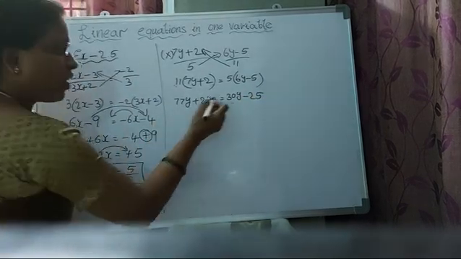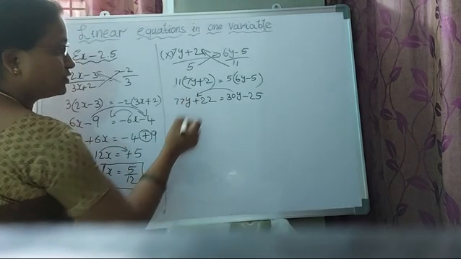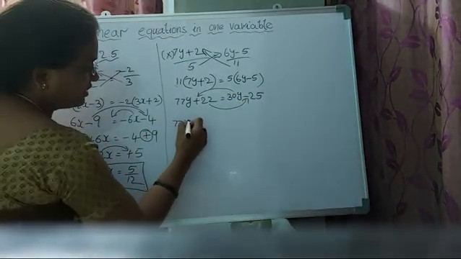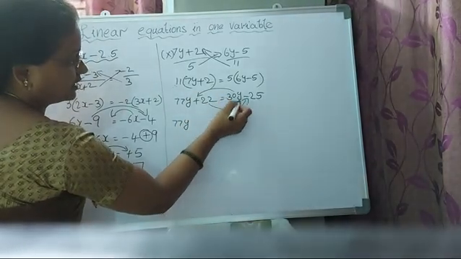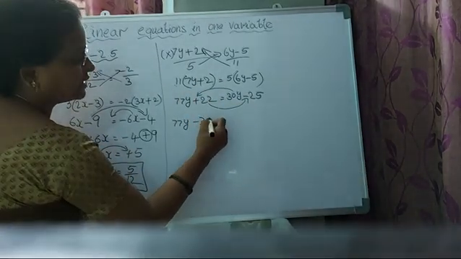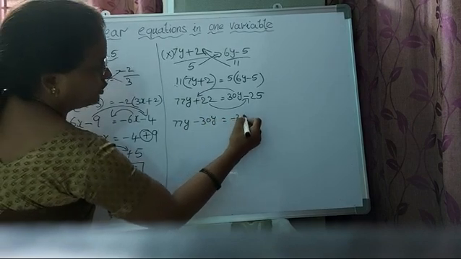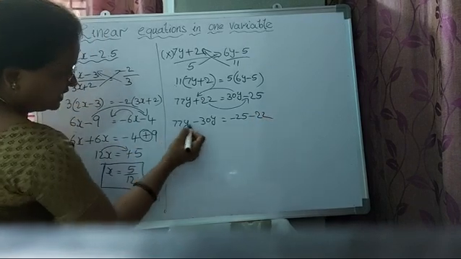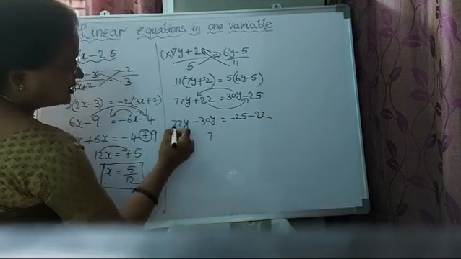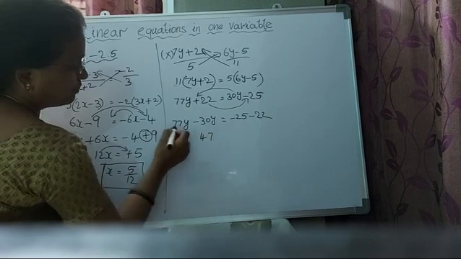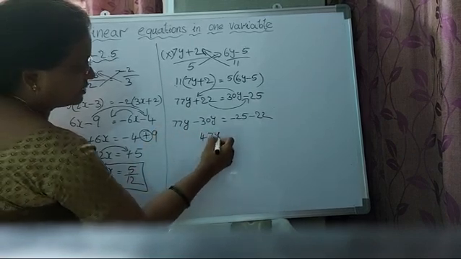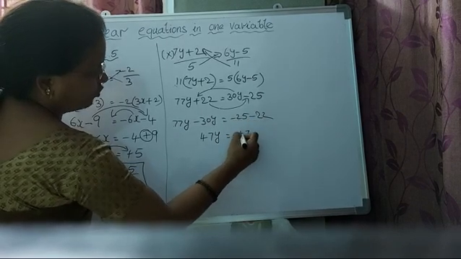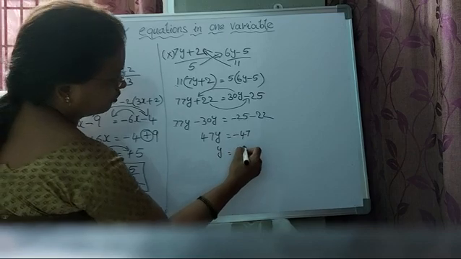Now all the variable terms you transpose to the left hand side, all the constant terms to the right hand side. 77y, here plus, if you transpose it, minus 30y is equal to minus 25. If you transpose this, minus 22. So 77 minus 30, 7 minus 0, 7, 7 minus 3, 4. Before the bigger number plus is there, put plus 47y is equal to minus 5 minus 22, 27, 47. y is equal to minus 47.